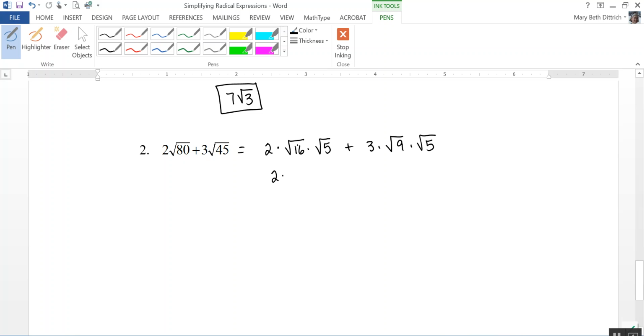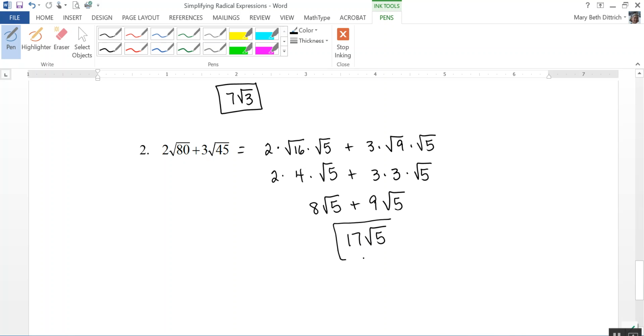And this becomes 2 times the square root of 16 is 4, times the square root of 5, plus 3 times square root of 9 is 3, times the square root of 5, or 8 square root of 5 plus 9 square root of 5, which is equal to 17 square root of 5. So in this video we took a look at how to simplify radical expressions by finding perfect square factors in the radicand.